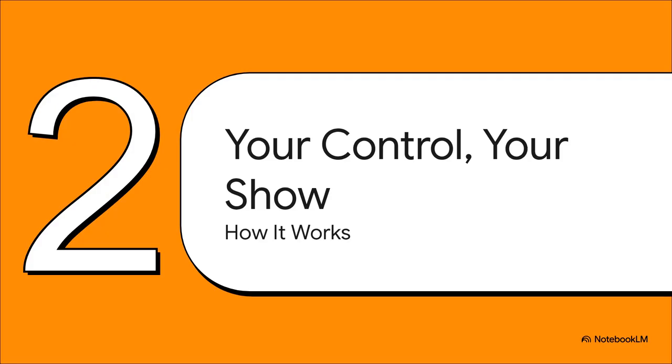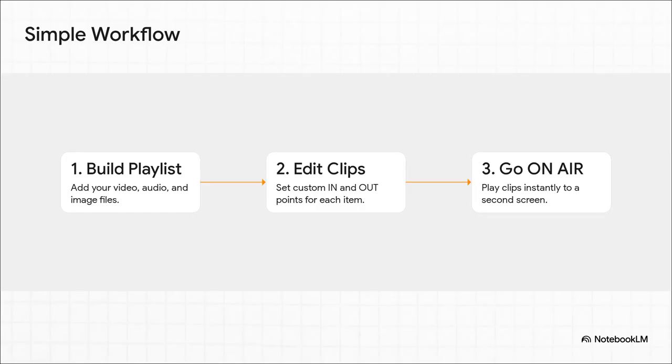All right, so how does it actually work? You might be thinking it's got to be complicated, right? Nope. You're going to be surprised at how straightforward this is. It's all designed to put you in total control of your show with just a couple of easy steps. It really breaks down to just 3 simple things. First, you build your playlist. You just drag and drop all your videos, your sound files, your images, whatever. Second, you edit your clips. You can set a custom start point and end point for every single file. This is a huge deal. We'll talk more about it in a sec. And third, you go on air. You click play, and your media shows up instantly on that second screen for the audience.